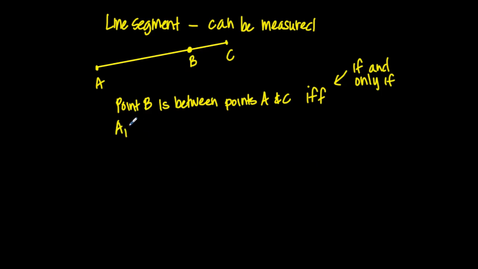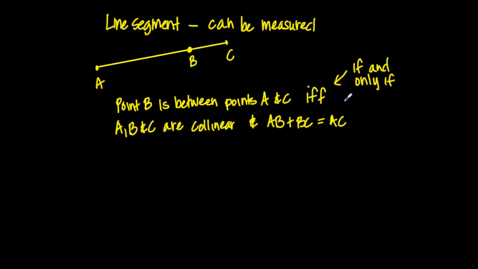If A, B, and C are collinear, so remember what collinear means, they're on the same line, and AB, segment AB, so this length right here, plus the length of BC, so this length right here, is equal to the length of AC. So when we're talking about length, we don't put the little segment line above the letters.